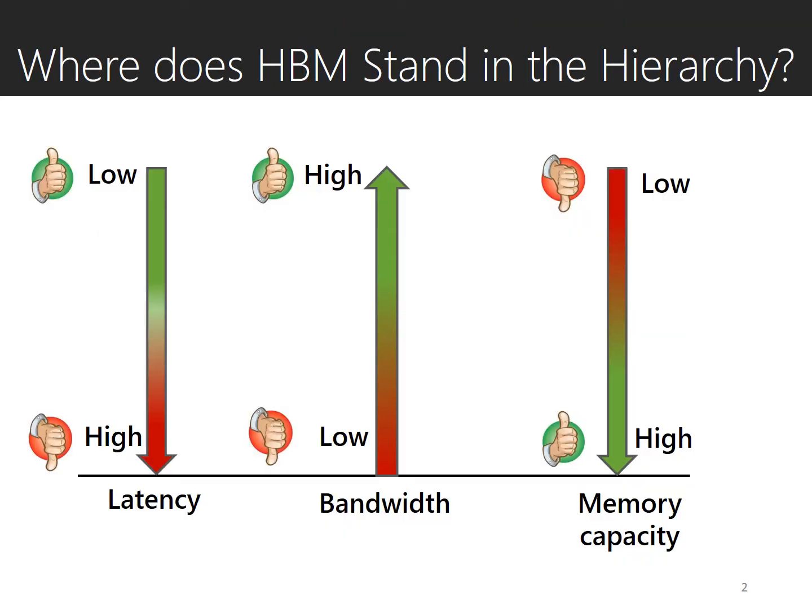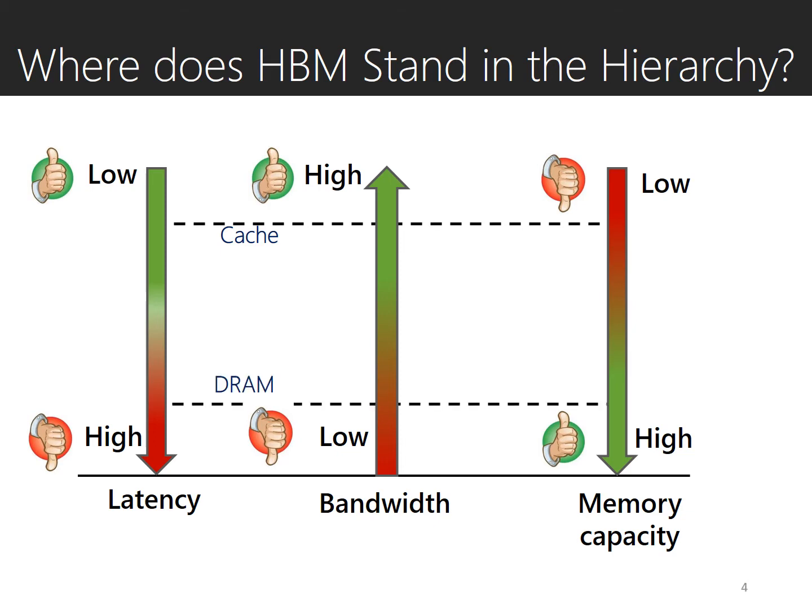So where does high bandwidth memory or HBM stand in the memory hierarchy? There are three major components: latency, bandwidth, and memory capacity. Low latency is good, but high bandwidth and high memory capacity are desirable. Let's compare HBM to cache and DRAM. Cache has low latency and low memory capacity, but high bandwidth. Whereas DRAM has high latency and high memory capacity, but low bandwidth.